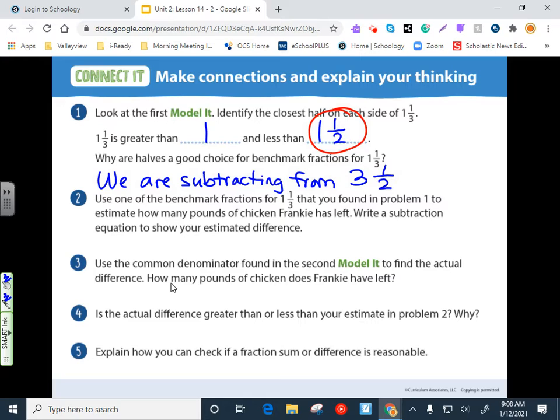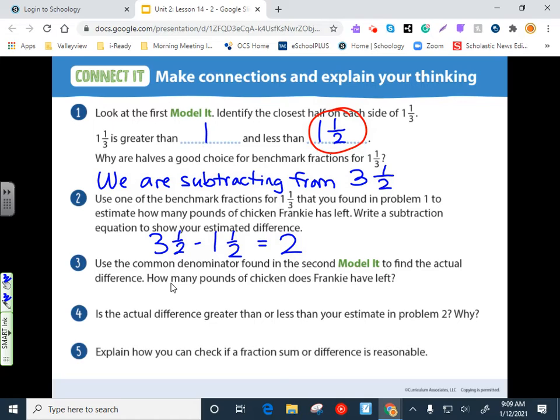To estimate how many pounds of chicken Frankie has left, again, we'll do 1 1/2. So we'll do 3 1/2 minus 1 1/2, and we know that ended up being 2. Use the common denominator found in the second modelet to find the actual difference. So we did that on the very first page of our notes.